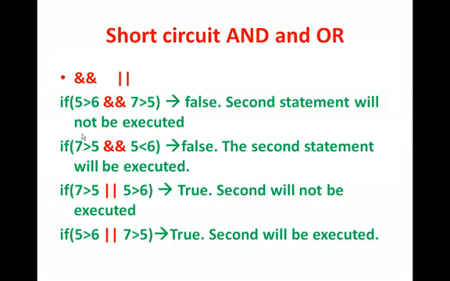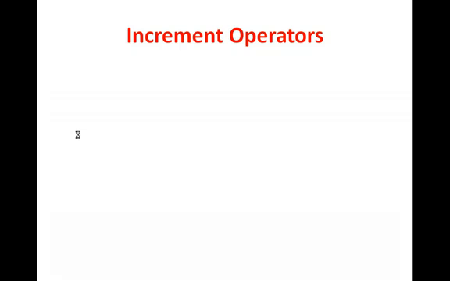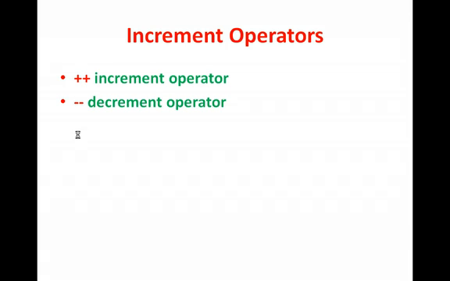You can use a single AND or OR, whatever you have seen as bitwise operators, in checking the conditions also, but the problem is that it checks both the statements unnecessarily. So short circuit AND or OR will give better performance when compared to single AND or OR when used in conditional statements.